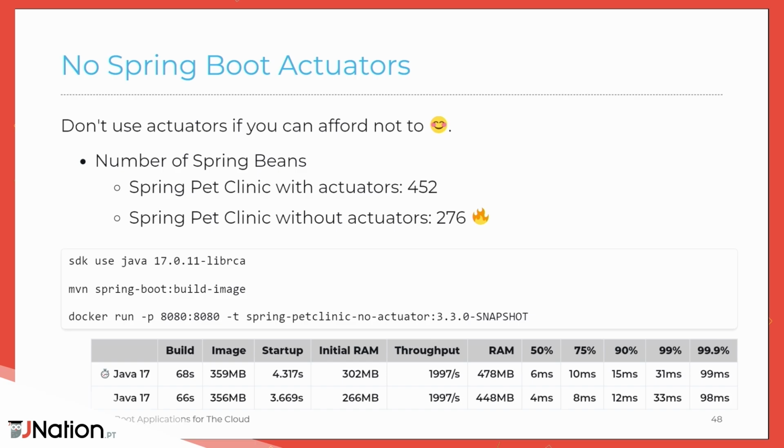So what I want to show you here is the extensive configuration which is needed to set up Actuator. And you can see that in the number of Spring Beans created. The Pet Clinic with Actuators has 452 Spring Beans, whereas the Pet Clinic without the Actuators has only 276. So that's 170 Spring Beans less. And that means that takes time when you start up your application.